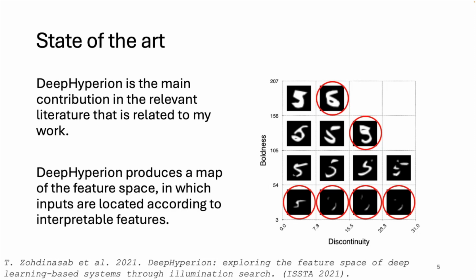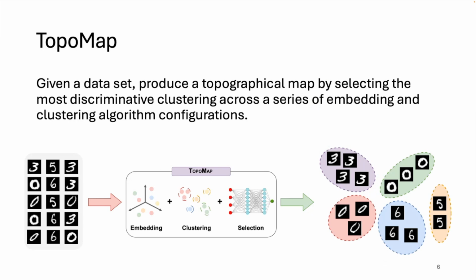You can see that in this case, we have two axes represented by the two features. For example, the more inputs are associated with boldness, the higher they go on the vertical axis. The more they are associated with discontinuity, the closer they are to the horizontal axis. Of course, as anticipated, this requires a considerable amount of human effort, so it is not easily generalizable to other domains, since the features are very domain specific, and also submitting the task to many users is a bit expensive to do for many different subjects. So the main goal of my research is to automatize this process by introducing TopoMap.